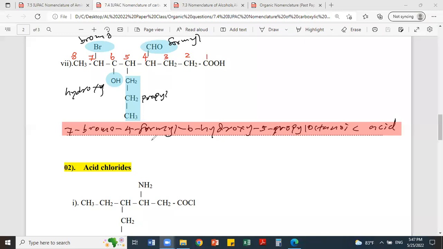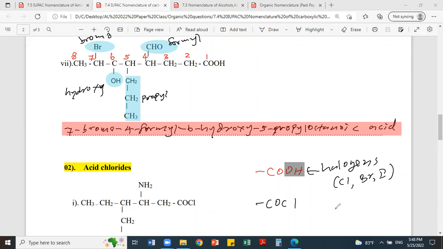Then next one, acid chloride. Actually, acid chloride means in this COOH group, if you replace the OH group with a halogen, halogen means what? Say chlorine, bromine, iodine, like that. Then this becomes COCl. If I expand that, it will be like this, CO. Around carbon there must be 4 bonds, no? Then it will be like this, C double bond O, Cl. So that is called acid chloride.